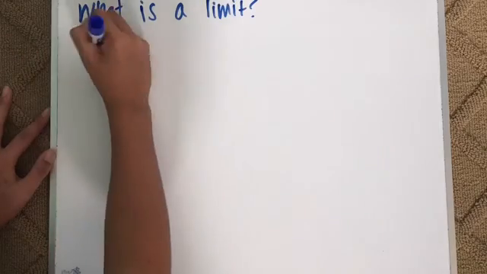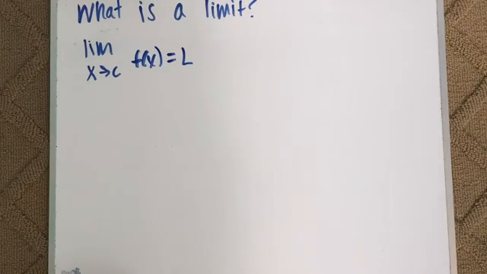So, what is a limit? Limit as x approaches c, f of x equals L. The formal definition is, if f of x becomes arbitrarily close to a single number L as x approaches c from either side, the limit of f of x as x approaches c is L.